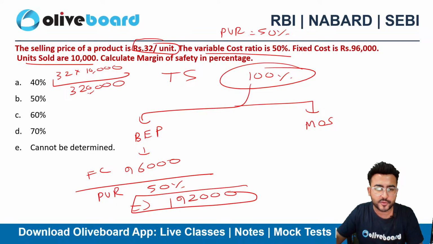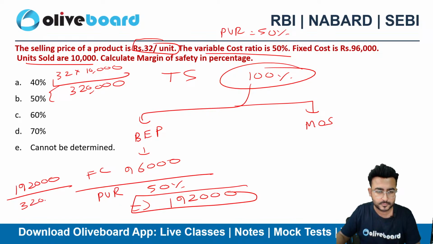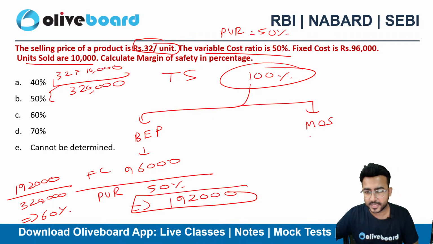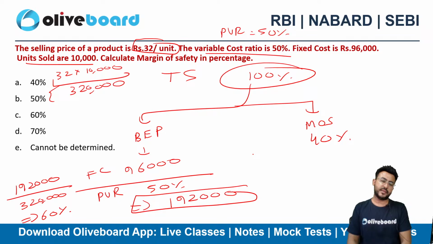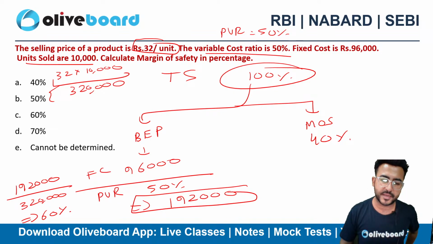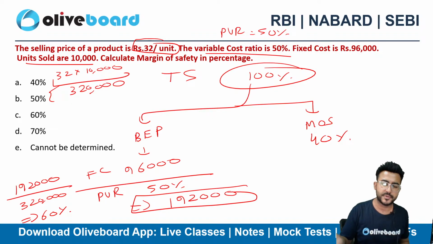3,20,000. Out of 3,20,000, 1,92,000 is my break-even sales. That's 60%. That means the remaining 40% is nothing but my margin of safety. So I just calculated the break-even sales percentage and I arrived at the margin of safety percentage.